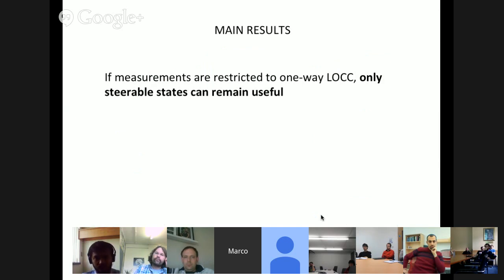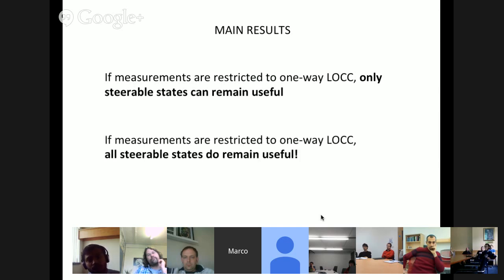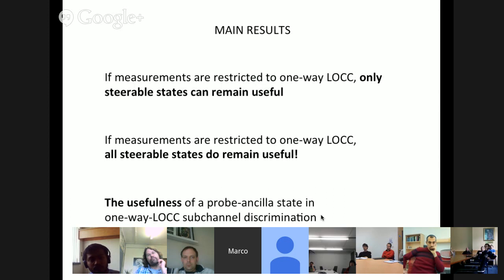So, this said, let me just mention what our main results are. First, if measurements are restricted to one-way LOCC, only steerable states can remain useful. Second, if measurements are restricted to one-way LOCC, all steerable states do remain useful. And finally, the usefulness of this initial probe-ancilla state, in the situation where we use one-way LOCC measurements for the sake of subchannel discrimination, quantifies its steerability.